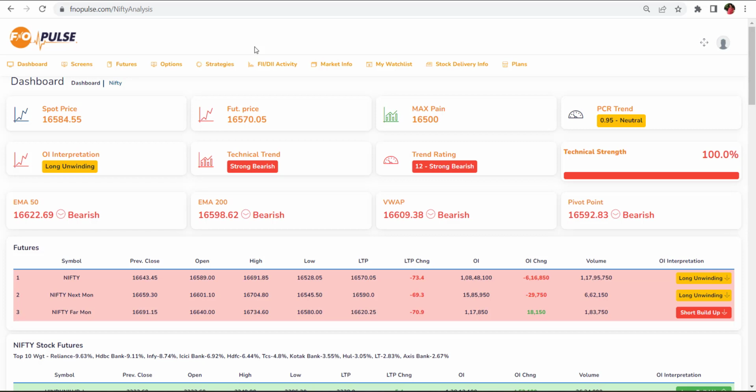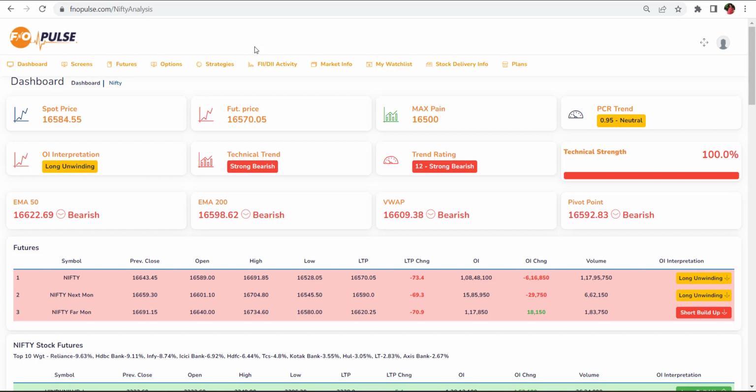The PCR trend 0 to 0.5, we mention it as strong bearish. 0.5 to 0.9 is bearish. 0.95 to 1.2 is neutral. Now it's 0.95. 1.2 to 1.5 is bullish. 1.5 and above is strong bullish. According to that, we understand the PCR trend. PCR trend is all about the put call ratio.